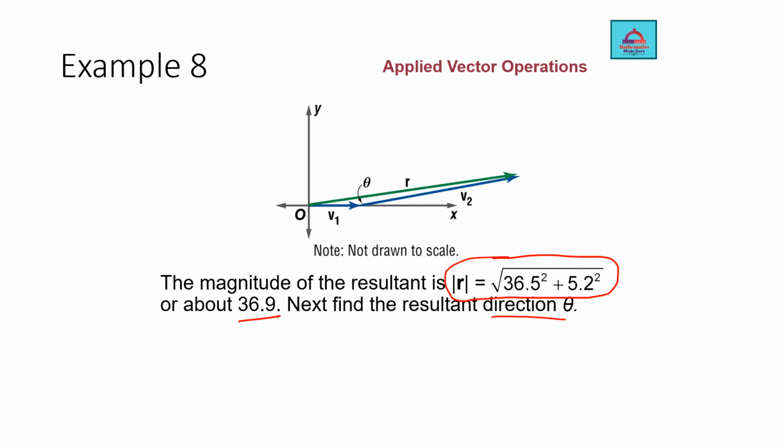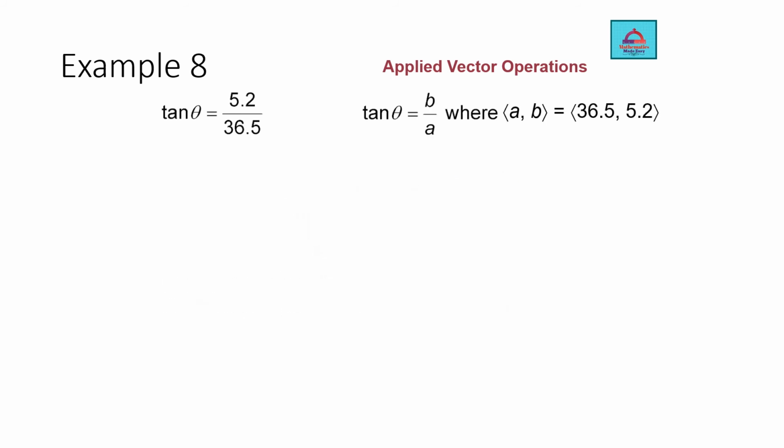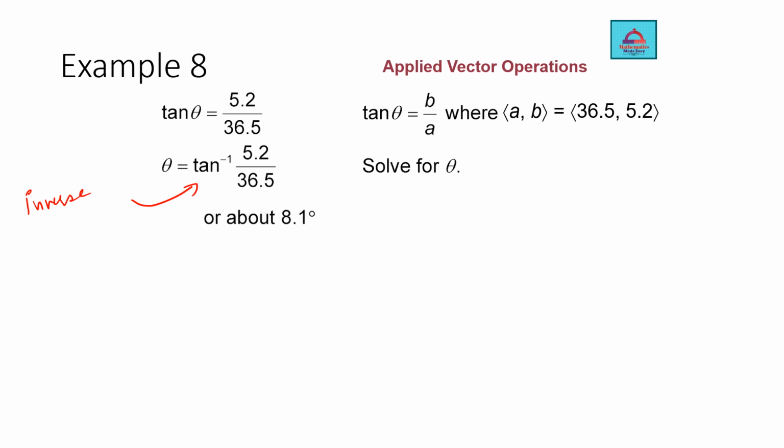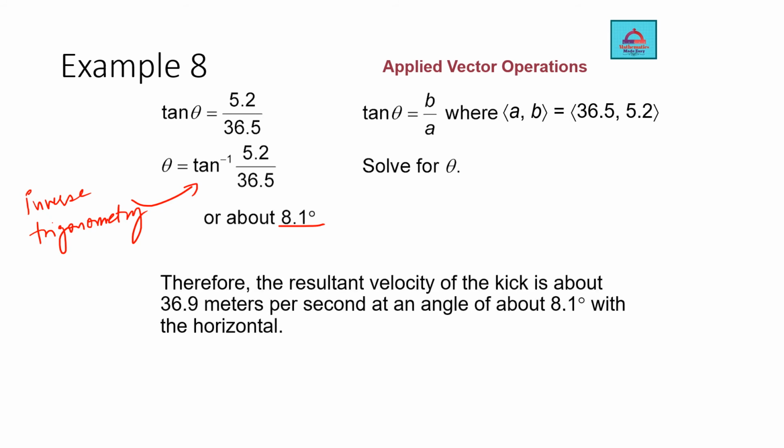And then for the angle, we'll use trigonometry and we'll go to tan. So you divide your y component by the x component. So 5.2 by this, take the inverse. Go to inverse trigonometry as we did for the previous questions, and you will get the angle to be about 8.1. So that means the resultant velocity for this question comes out with a magnitude of 36.9 meters per second and at a direction or an angle of 8.1 degrees with the horizontal.